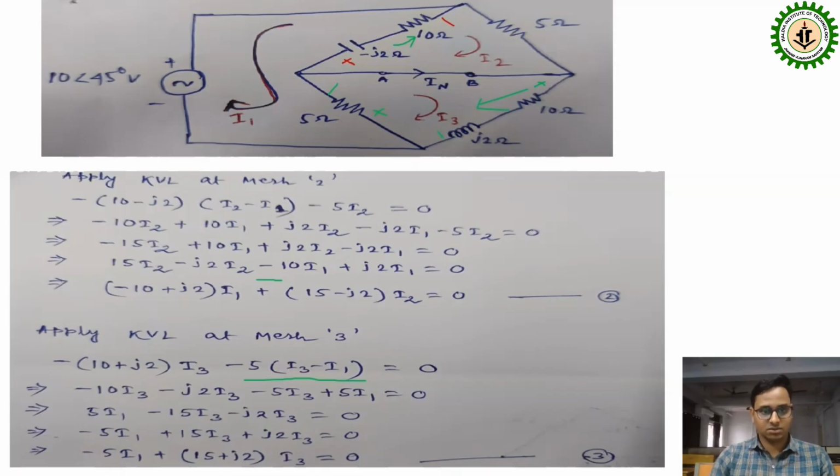So after solving this one, I am getting minus 10 I3 minus J2 I3 minus 5 I3 plus 5 I1 is equal to 0. So simplifying this one, I will be getting minus 5 I1 plus 15 I3 plus J2 I3. And it is coming minus 5 I1 plus (15 plus J2) I3. I am just taking I3 common from these equations.